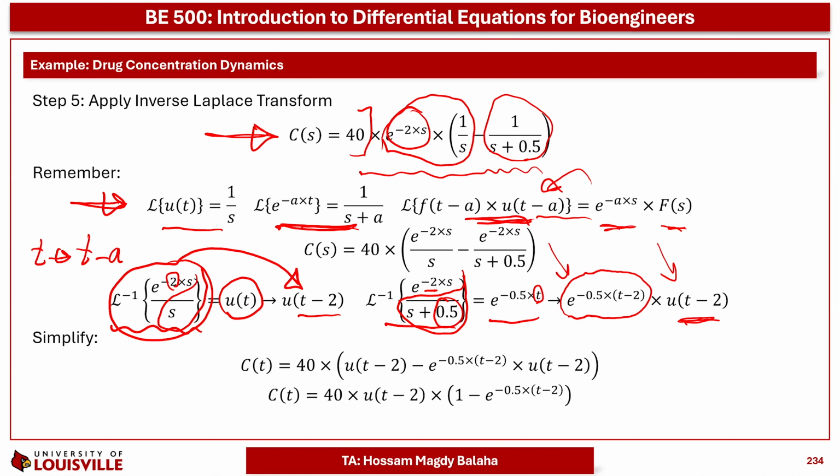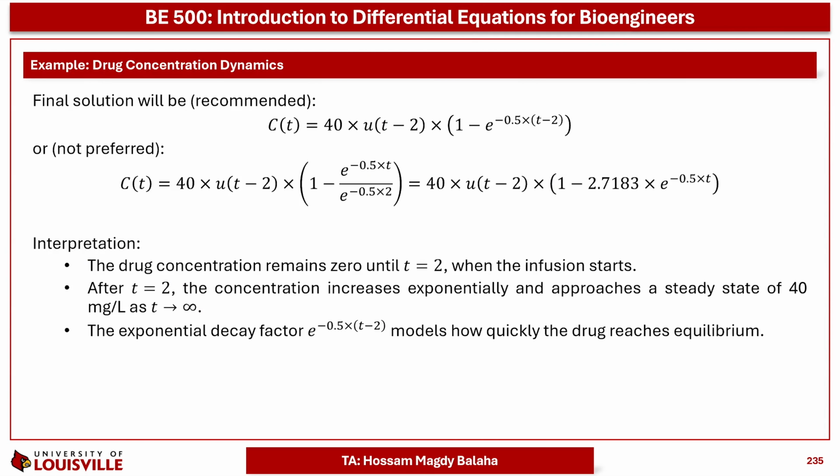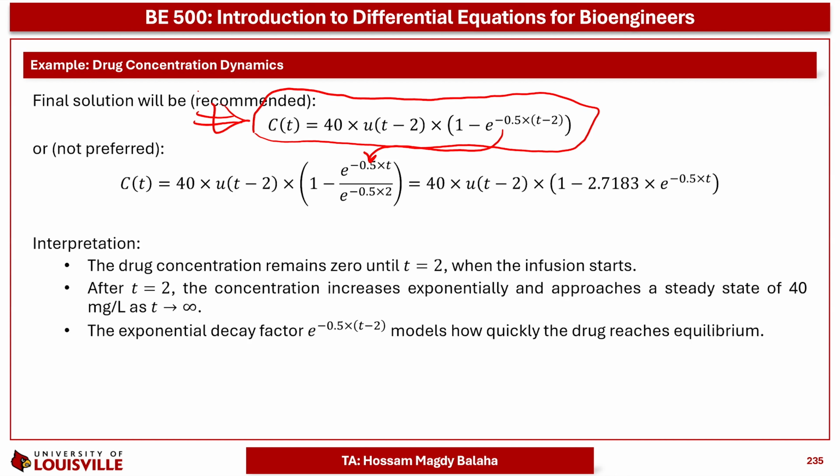Now combine all of that. This will be here, this will be here, and we have 40. Now factor the unit step of t minus 2, like that. So the remaining will be 1 minus the exponential. Now we have this final equation. You can simplify it more by simply converting this part to this part, but it's recommended to keep it in this form. So what is the meaning of this equation, or what is the interpretation behind this equation?